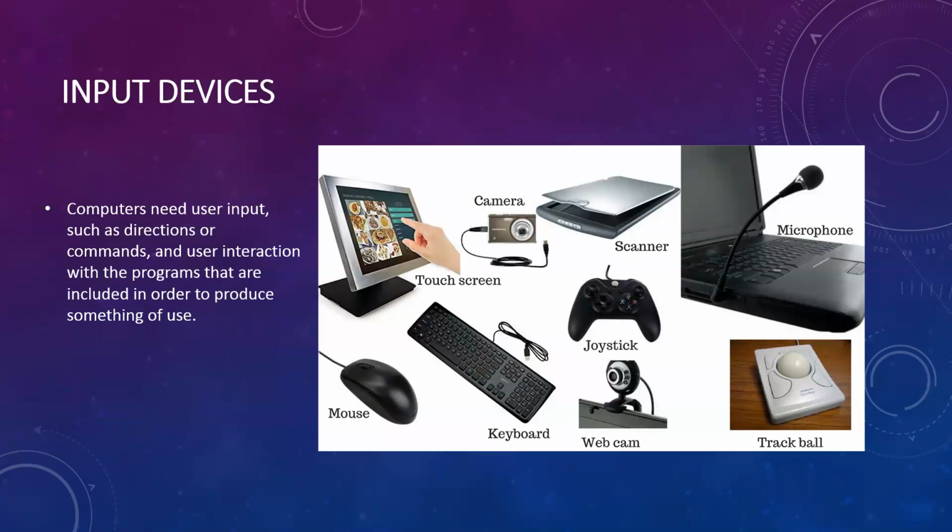So let's start with the components of the input devices. If you would be familiar with the input devices, there are needs of user input such as direction and commands and user interaction with the program. Examples of these are, we have the scanner. So scanner, from a hard copy or physical part of the image, it would be displayed as the soft copy, or we call it the digitized image, through the computer system.